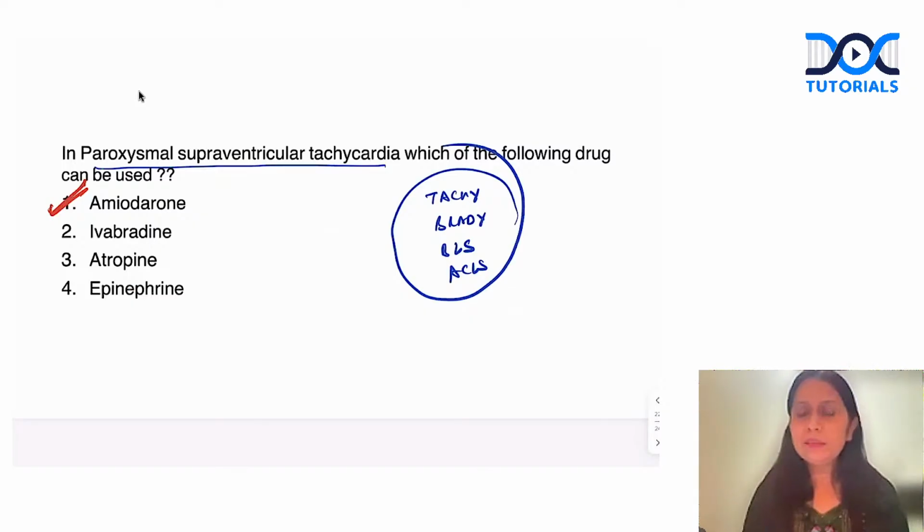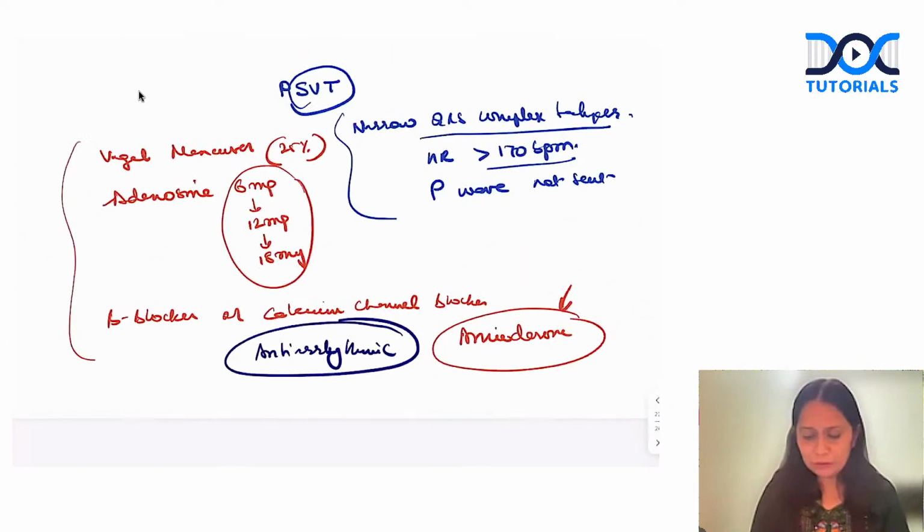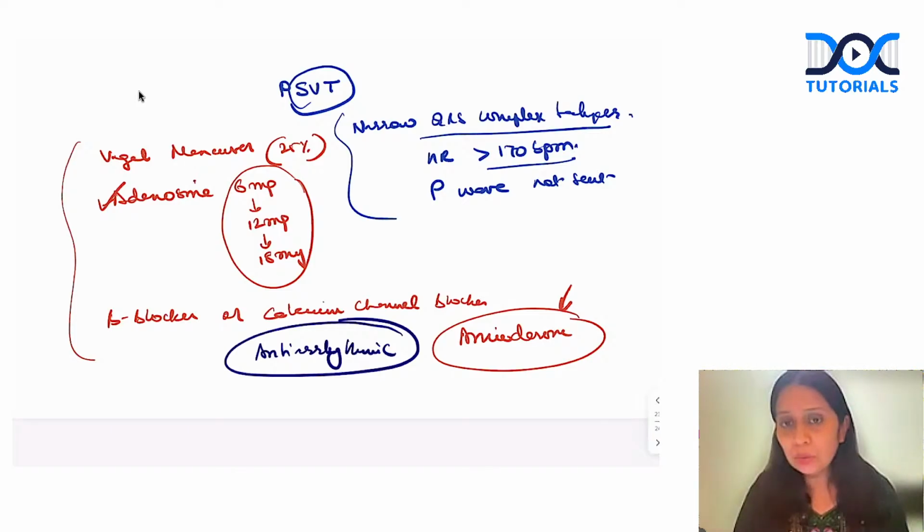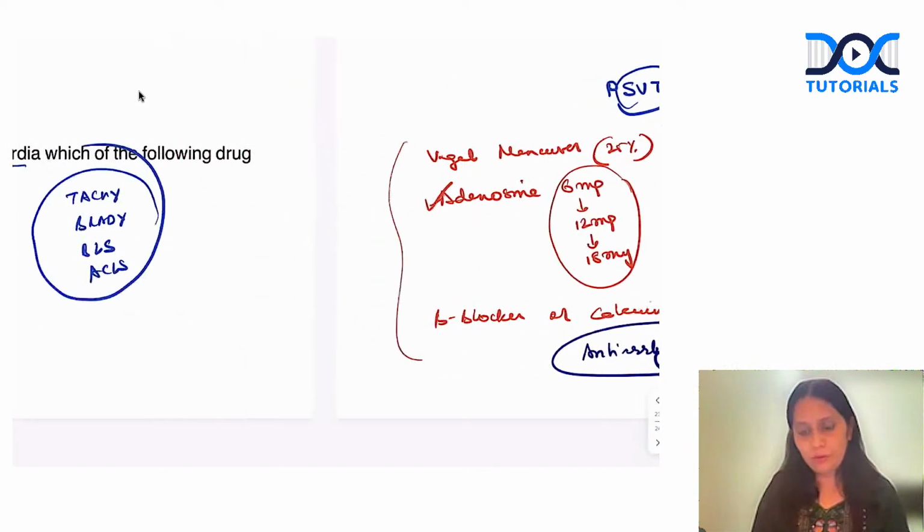So these were the 7, 8 questions which I got. Very quickly, I will revise the questions for you. In PSVT, which of the following drugs can be used? If the drug of choice had been asked and adenosine had been in the options, we would have marked adenosine. But for which drug can be used, the answer is amiodarone.